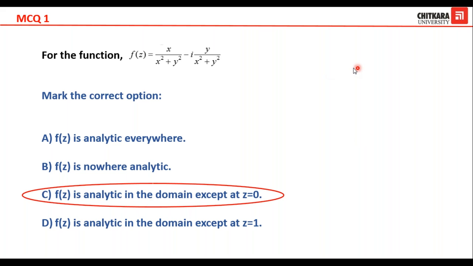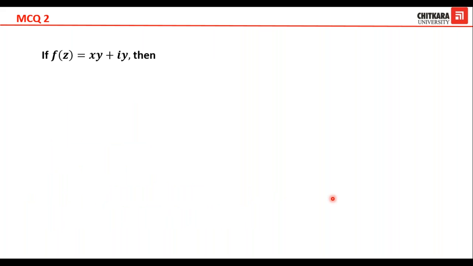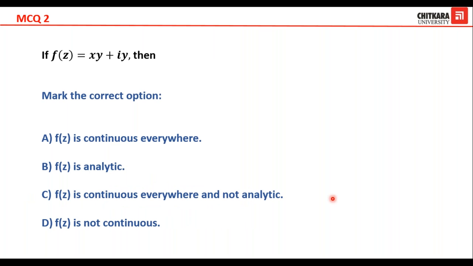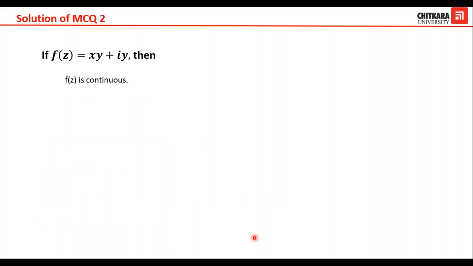Fine. Now, we move on to the next MCQ I gave. If f(z) is xy plus iota y, then you have to mark the correct option. So let's work out the solution for this MCQ. We have f(z) as xy plus iota y, then you can clearly see that f(z) is composed of xy and y as the real and the imaginary terms. So they are both continuous functions. I've already told how to check for continuity. So you can check continuity at a general point, z naught. And since it is a polynomial function, you will 100% get the answer as continuous, right?